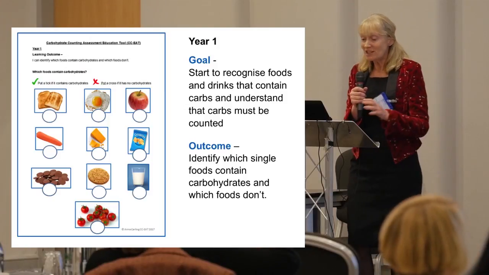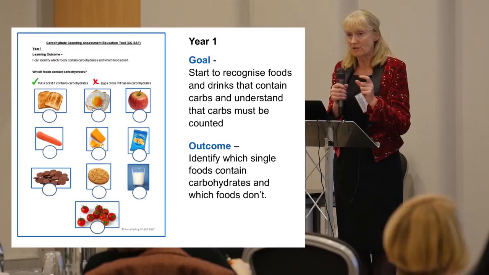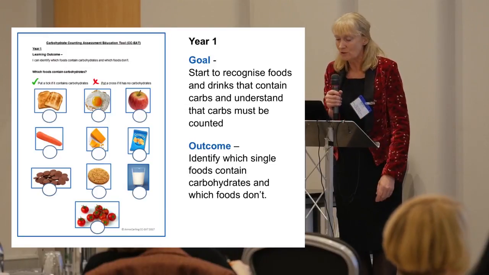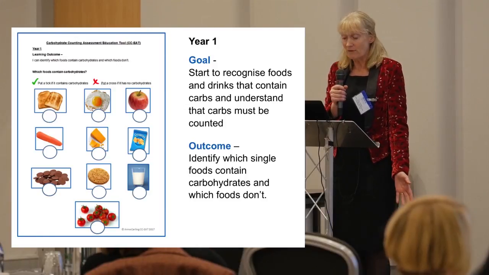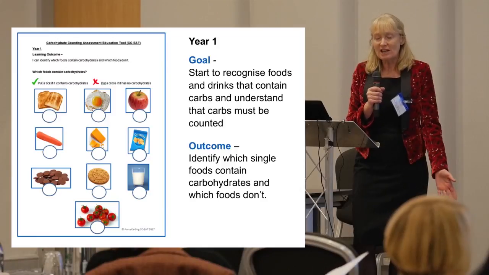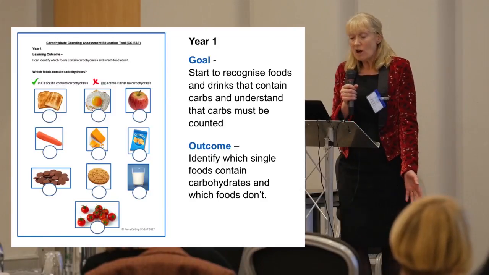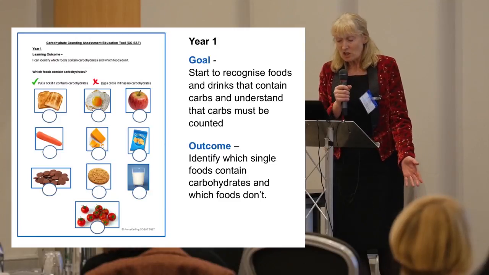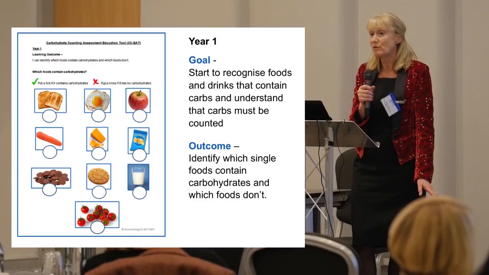So this is year one. Now, I've really shortened the goals, but if you've got the goals of diabetes education, you can see what the goals are. So in year one, you're looking at beginning to recognise foods and drinks that contain carbohydrate, and you're beginning to understand that you have to count the carbs. So in year one, it is very easy. We're just looking at identifying foods that contain carbohydrates and which foods don't.